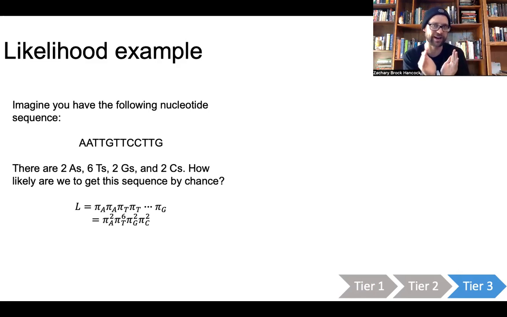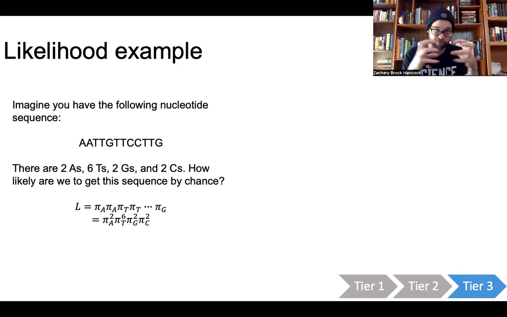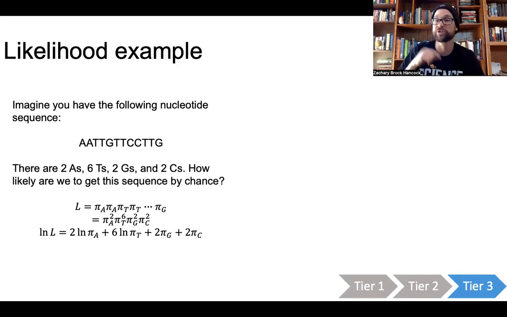We can actually simplify this instead of doing it across every single site by just raising them to exponents, right? So we're going to mash them all together, and we're going to take the frequency of A squared, frequency of T raised to the 6, because there's 6 T's, and that will condense our equation. We're then going to take the log likelihood. The log likelihood makes it a little bit easier to deal with mathematically.